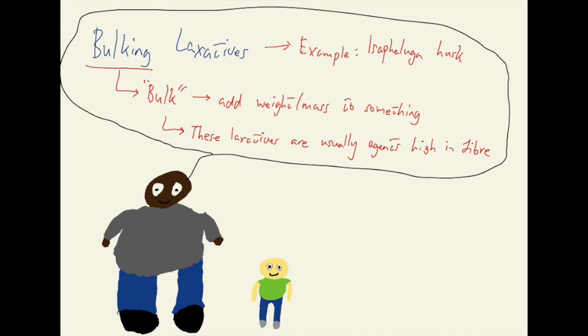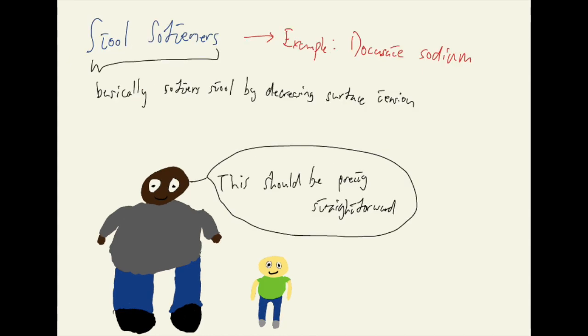Pretty straightforward, yes. Lastly, let's now talk about stool softeners. I guess the name of it really does give it away, right? Yes. It basically makes stool softer, right? That's an unscientific way to put it, but basically that's what it is. The scientific explanation is that stool softeners decrease the surface tension of stool, making it easier to push out of the anus. An example of this would be docusate sodium.